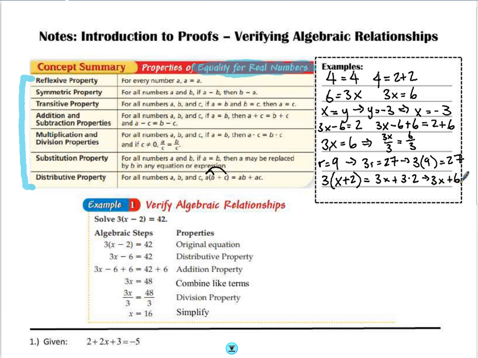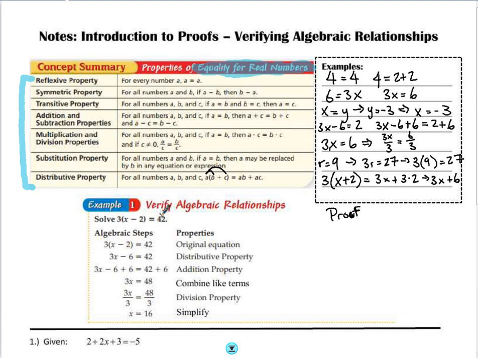Alright? So let's just look at an example of how they want us to set up a proof. And we're going to look at it using these different properties of algebra. So a proof ultimately is a set of logical steps and reasons for how you got to a conclusion of what you're trying to find. It's a really simple explanation of what a proof is.